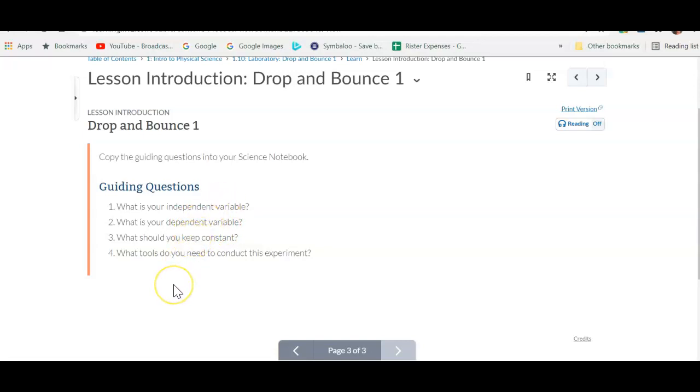So in this case, that's going to be the bounce height. It's usually something that you measure. So a dependent variable is usually something that you're measuring. And in this case, it's going to be the bounce height. What should you keep constant?